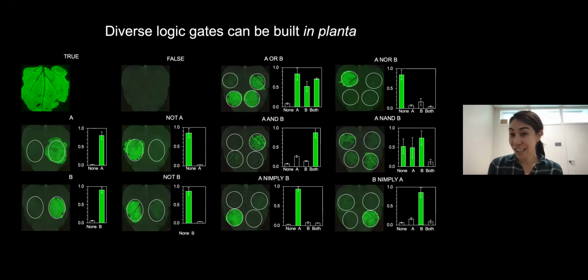Now, Nicotiana leaf logic gates are cool, but they're not getting us any closer toward that goal of building new patterns of gene expression in whole plants.